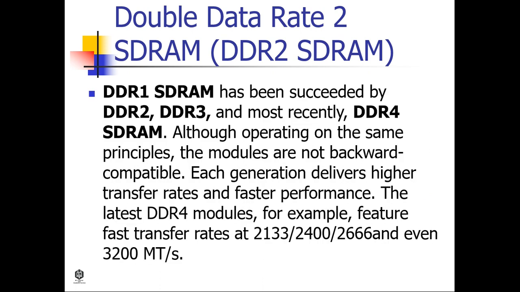DDR1 SDRAM has been succeeded by DDR2, DDR3, and most recently DDR4 SDRAM. Although operating on the same principles, the modules are not backward compatible. Each generation delivers higher transfer rates and faster performance. The latest DDR4 modules, for example, feature fast transfer rates at 2133, 2400, 2666 and even 3200 mega transfers per second.